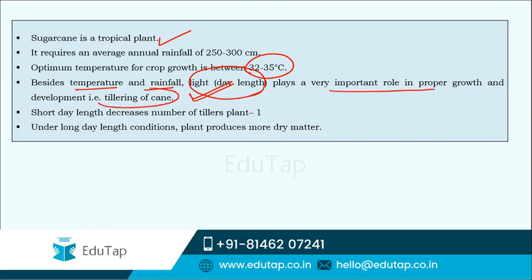That is tillering of cane. Short day length decreases the number of tillers. It's always directly proportional to the day length. Under long day length conditions, the plant produces more dry matter, that is more number of tillers, thereby more dry matter. So here the correct answer is that tillering is directly proportional to the day length.